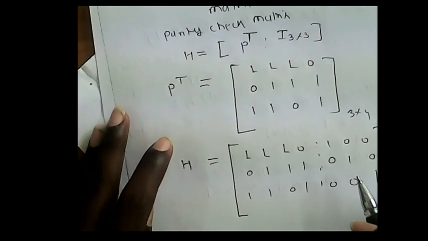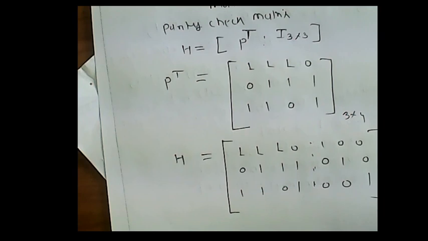So we can solve this numerical by using the systematic generator matrix equation to find out the systematic generator matrix and parity check matrix. So we can stop here.